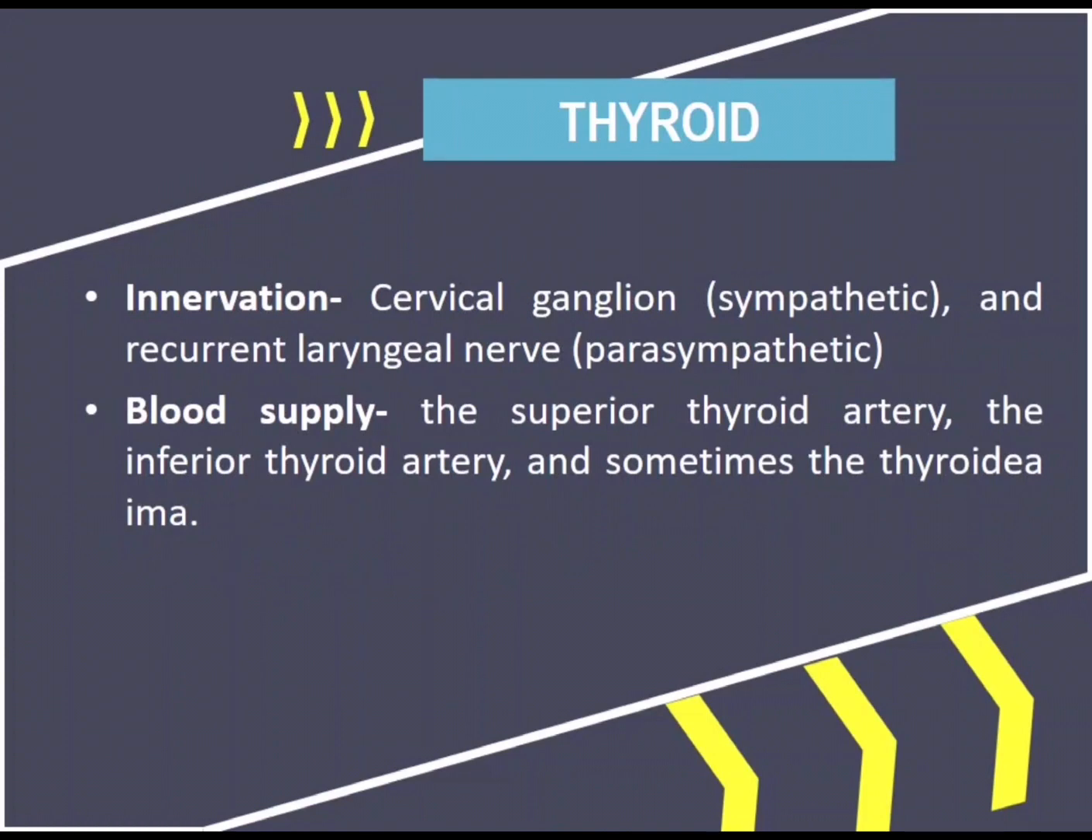Thyroid. The thyroid gland is a butterfly-shaped organ located at the base of the neck. It releases hormones that control metabolism, the way your body uses energy. For the innervation of the thyroid gland, it is the cervical ganglion, sympathetic, and the recurrent laryngeal nerve, parasympathetic. The blood supply is the superior thyroid artery, the inferior thyroid artery, and sometimes the thyroidea ima.